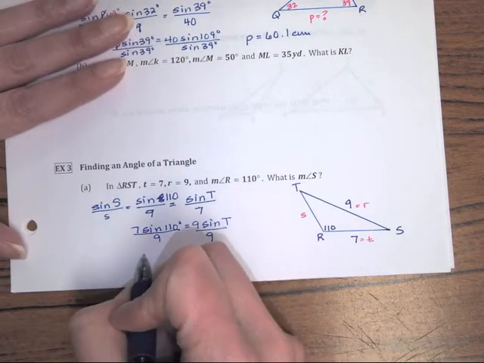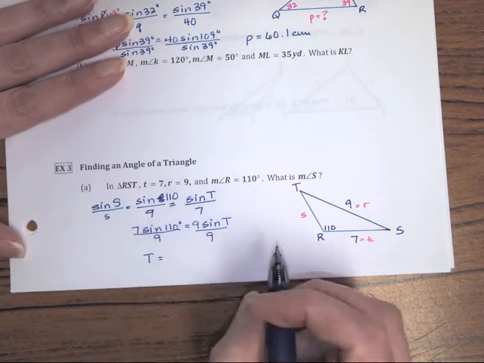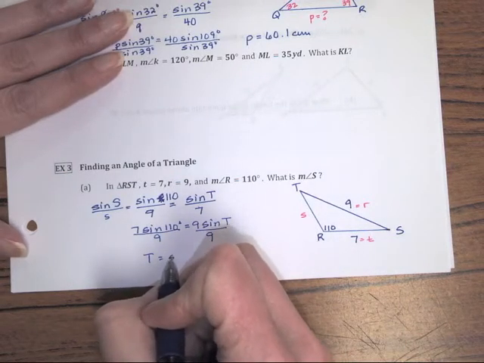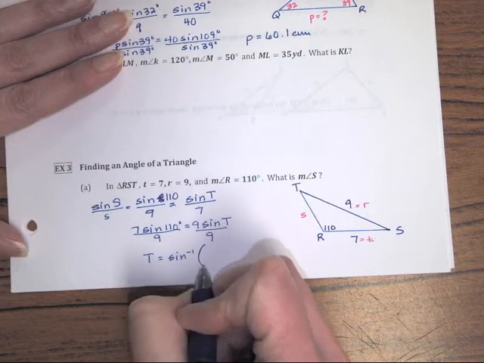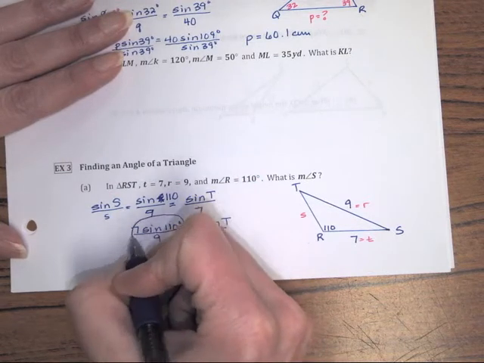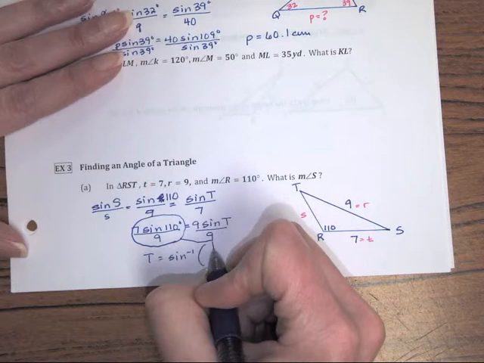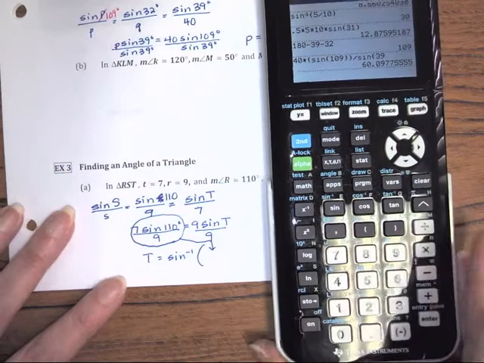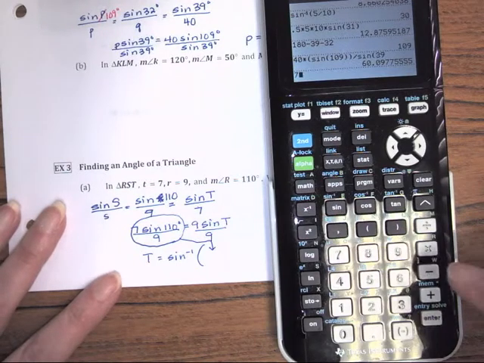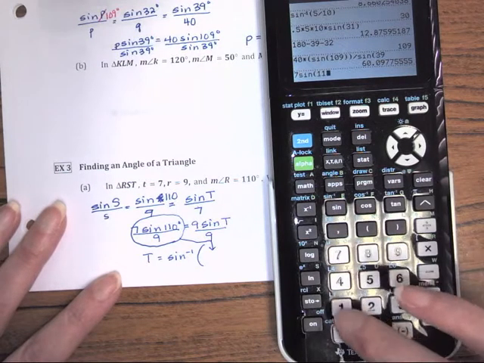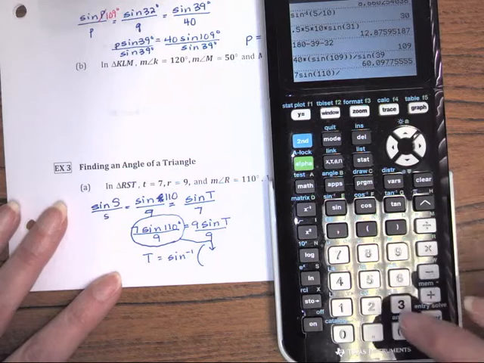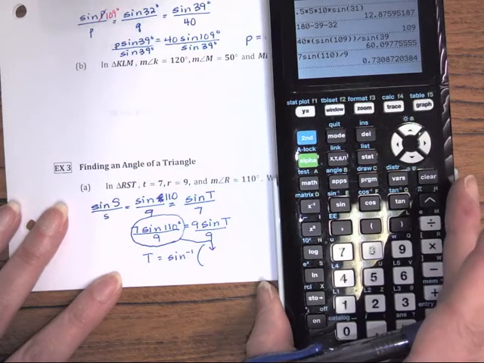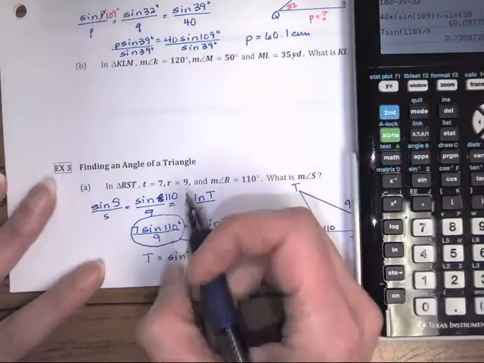And then we'll say t equals inverse sine of whatever that is. So let's figure out what that is first of all. So 7 sine 110 divided by 9, and that gives us 0.7309.